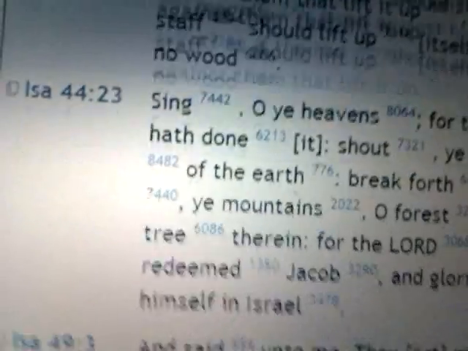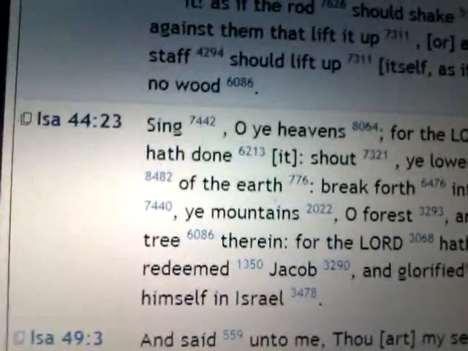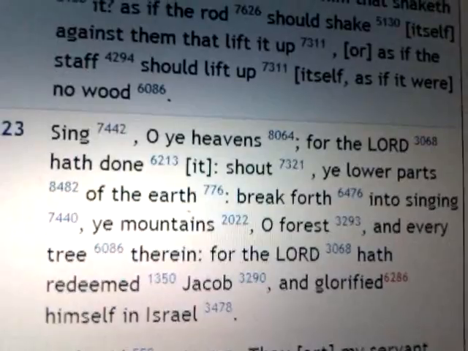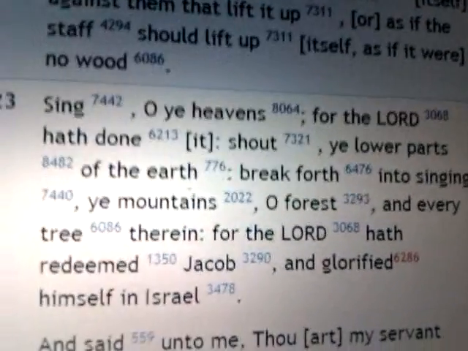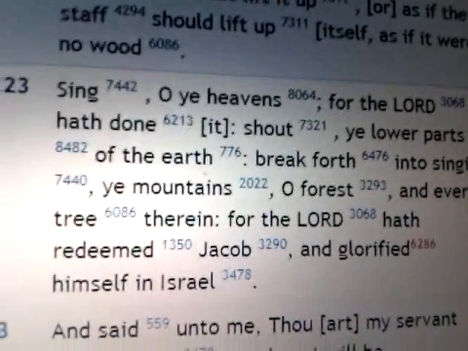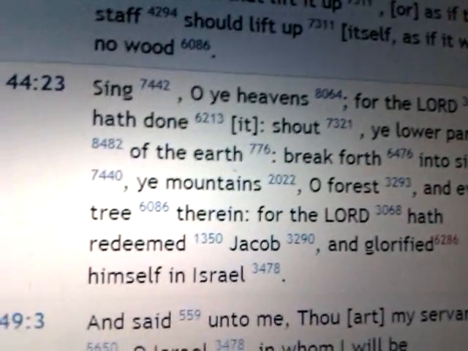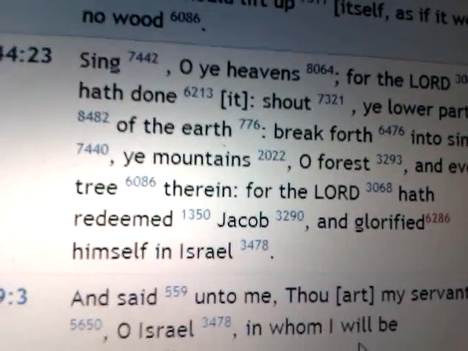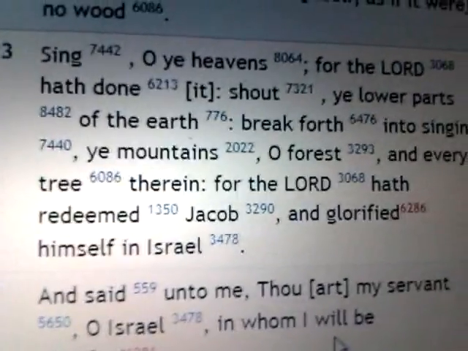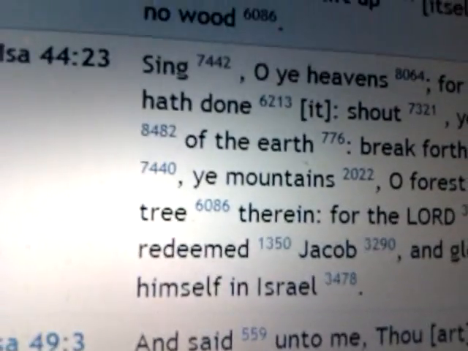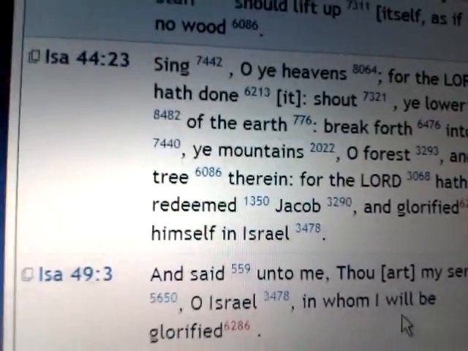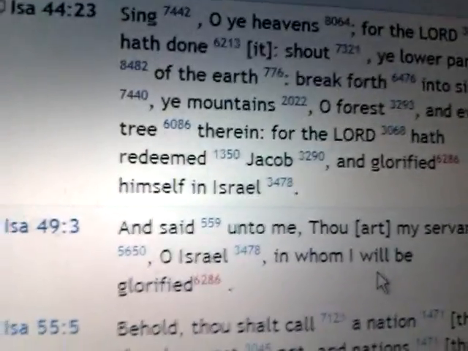The next is Isaiah 44:23, where it says, sing, O heavens, for Yahweh hath done it. Shout, ye lower parts of the earth, break forth into singing, ye mountains, O forests, and every tree therein. For Yahweh hath redeemed Yaakov, and glorified himself, where? In Israel, even black Israel of holy Ethiopia, the renewed kingdom of David.